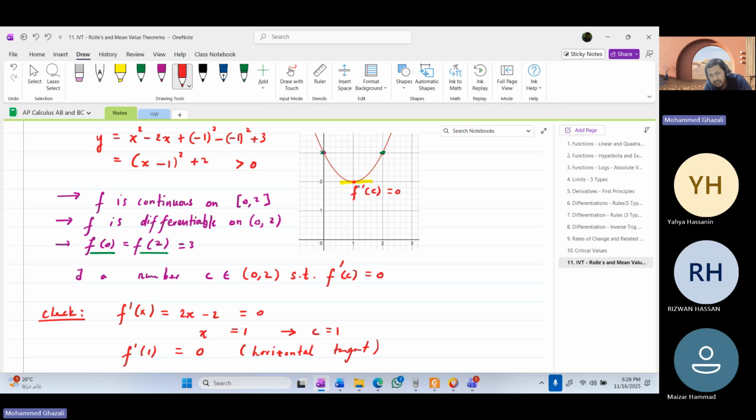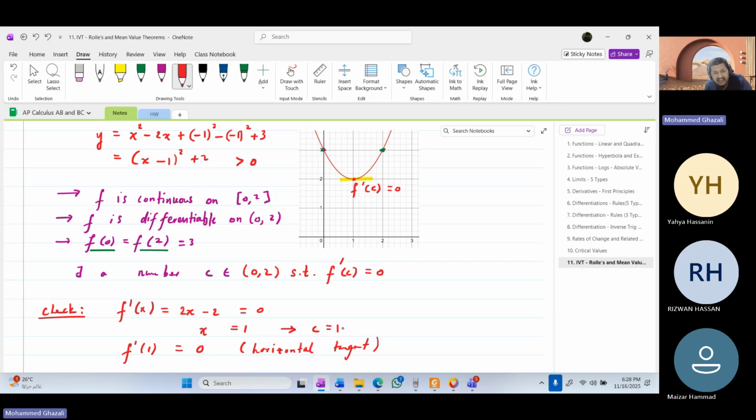The place where it dips and goes up, that's where the tangent is horizontal. So f of 1, we ignore it. Yeah, we need to say f prime 1 is equal to 0, because the horizontal tangent is at x is equal to 1. X is equal to 1 is where the horizontal tangent is.